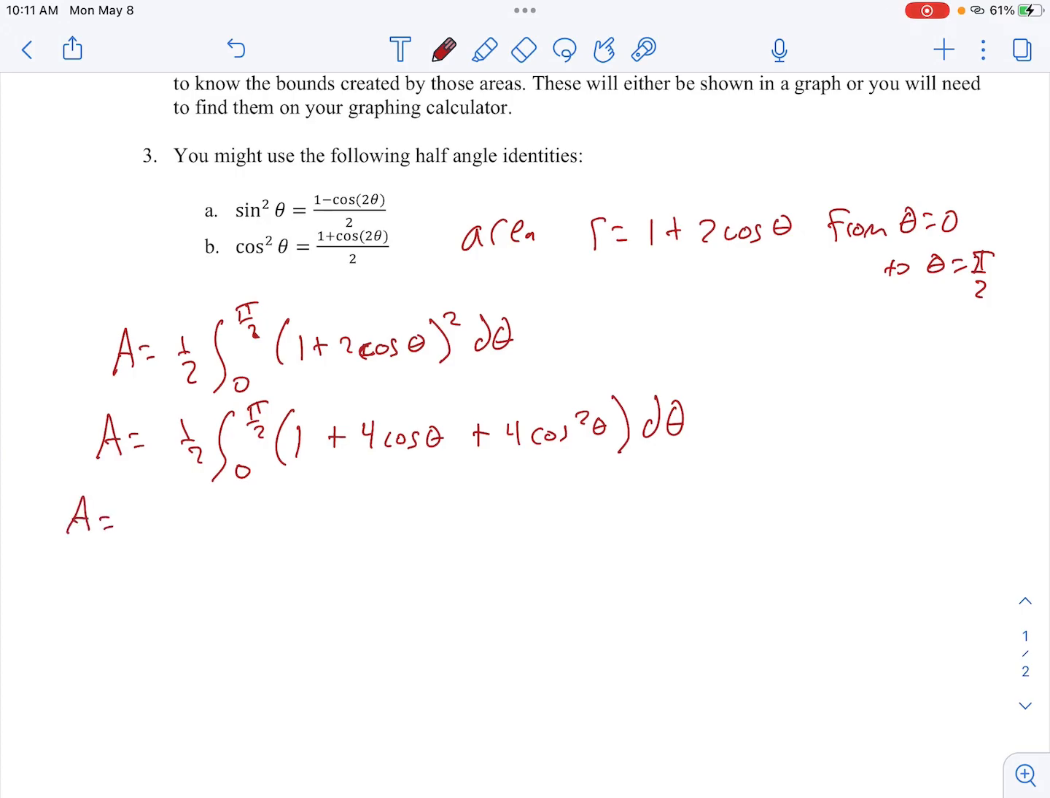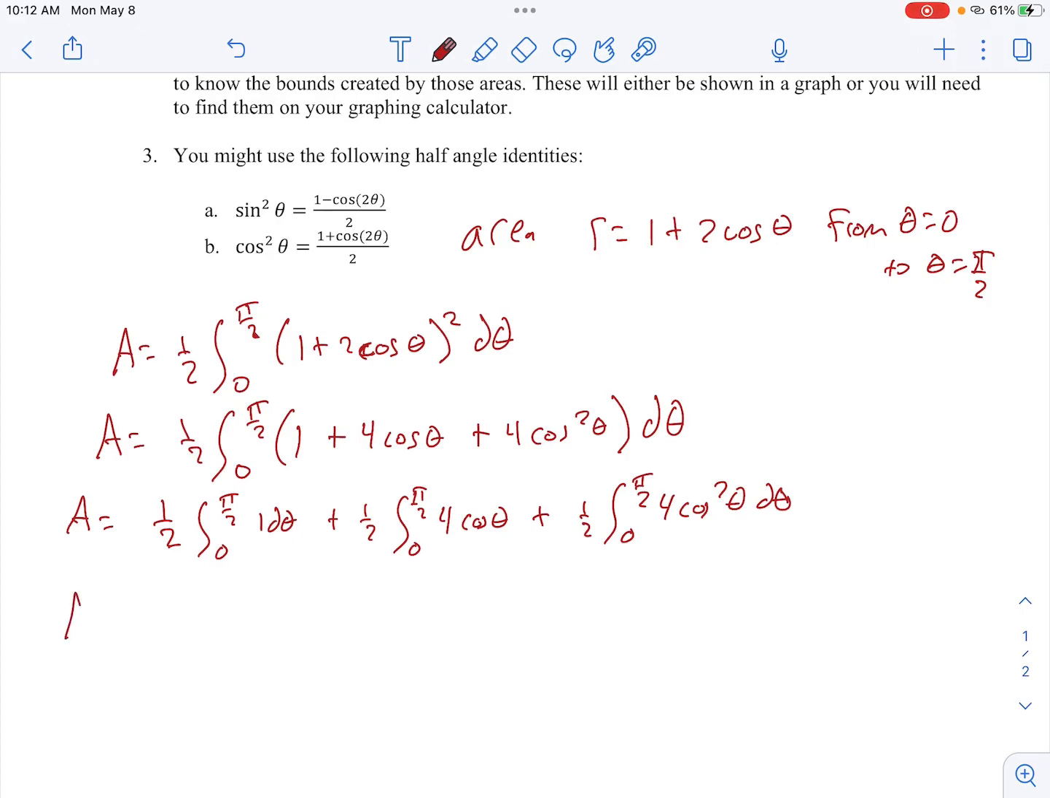And I want to split these up into separate integrals. So 1/2 of the integral from 0 to pi halves of 1 d theta, plus 1/2 of the integral from 0 to pi halves of 4 cosine theta, plus 1/2 of the integral from 0 to pi halves of 4 cosine squared theta d theta. Of course, it's 1/2 times all three of these terms as separate integrals. You could bring the 1/2 out to the very front and multiply everything by it. Just be careful that you don't forget to do that if that's what you do.